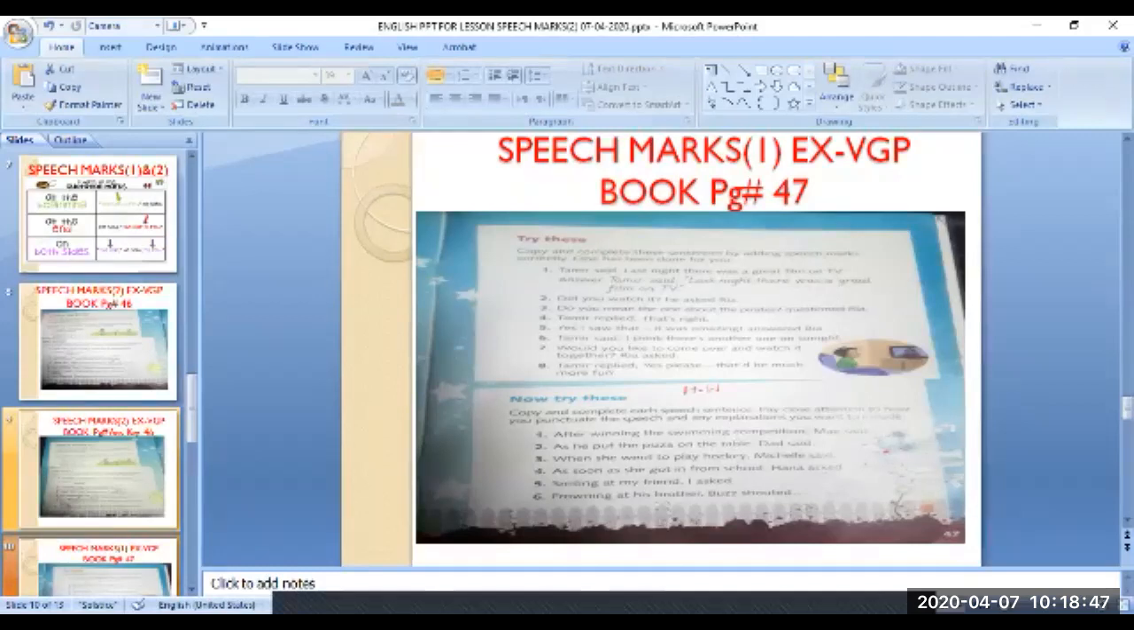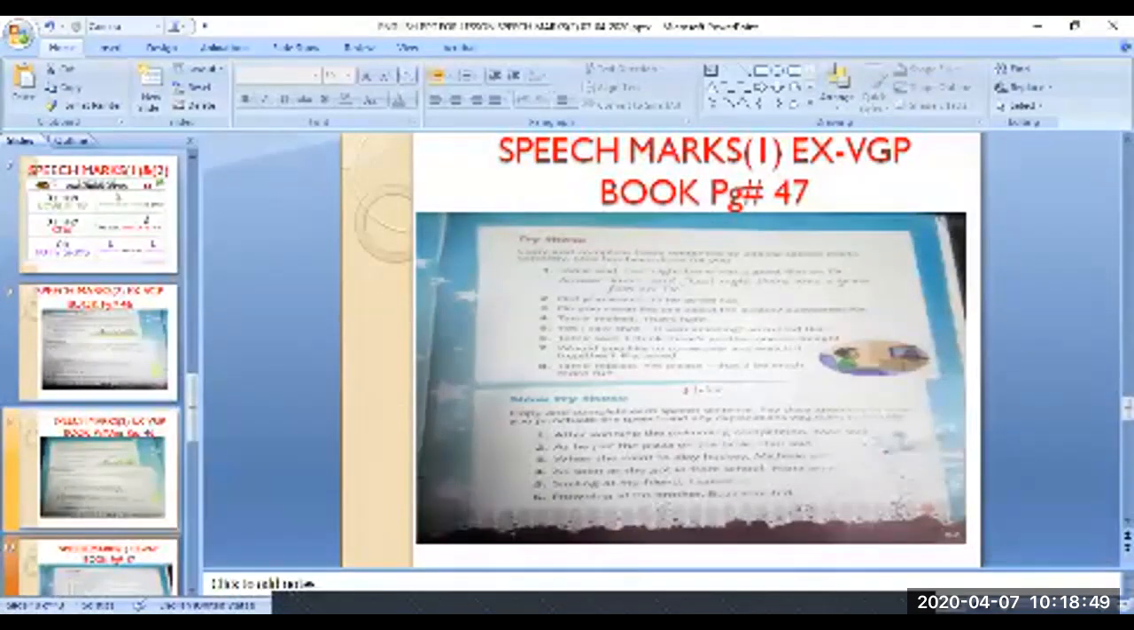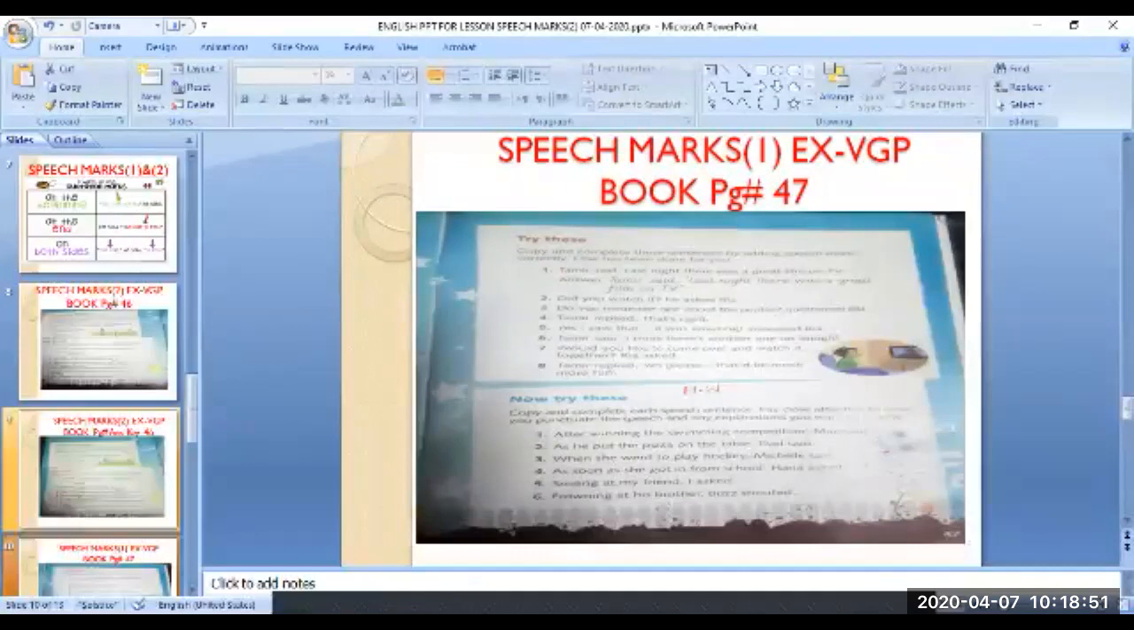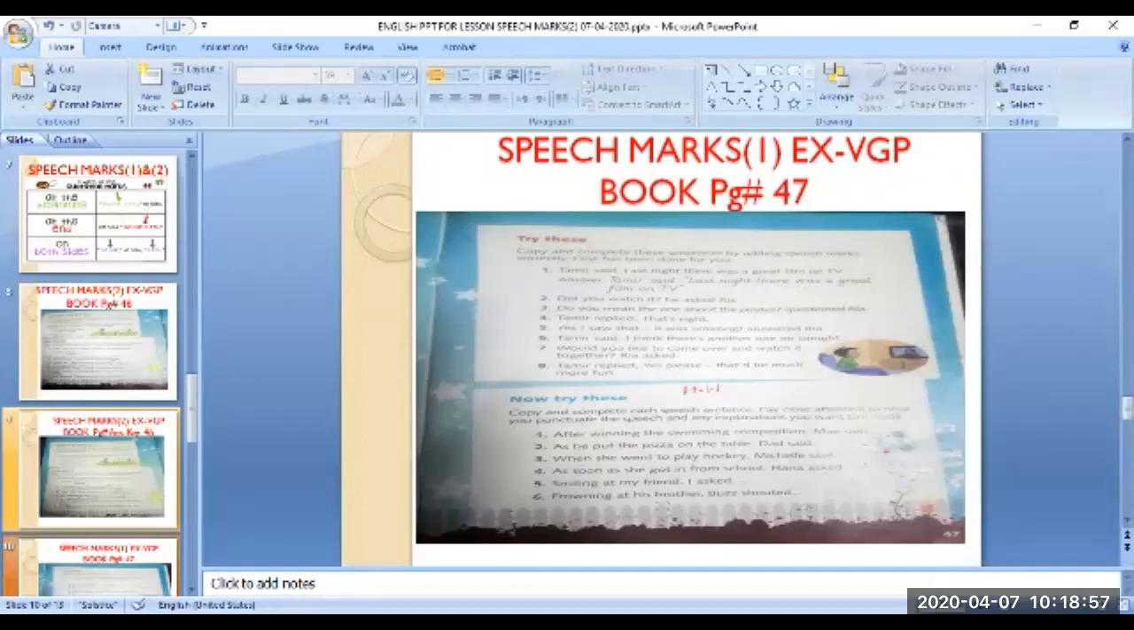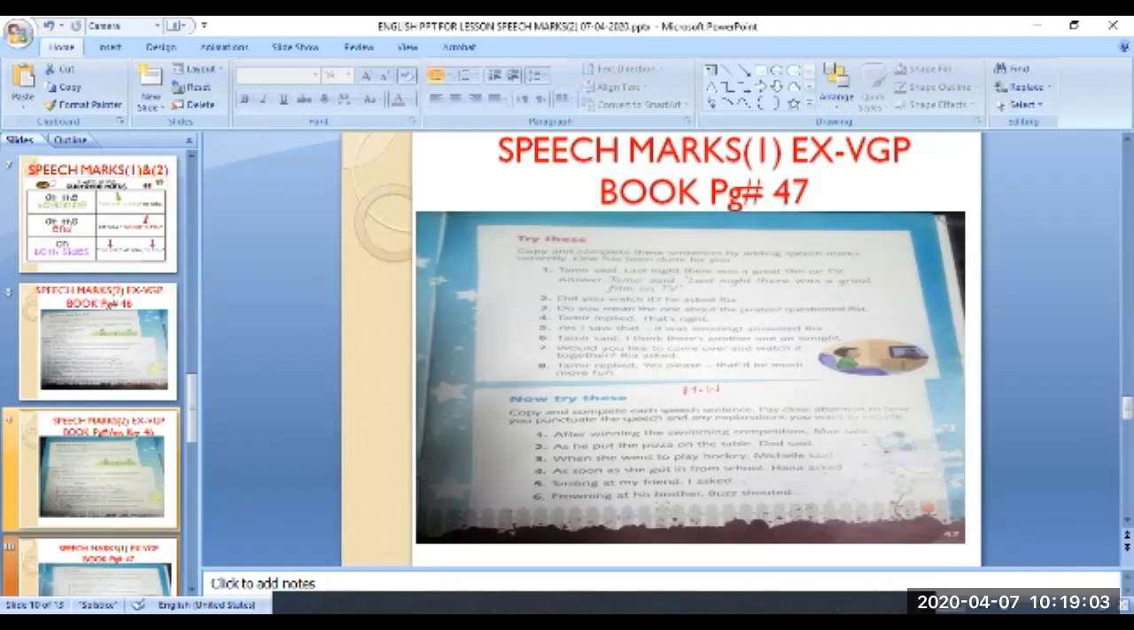Next, try these. Copy and complete these sentences by adding speech marks correctly. One has been done for you. Tamir said, "Last night there was a great film on TV." Tamir said, comma, "Last night there was a great film on TV," right? Second one, "Did you watch it?" he asked Ria. How are you going to do that?